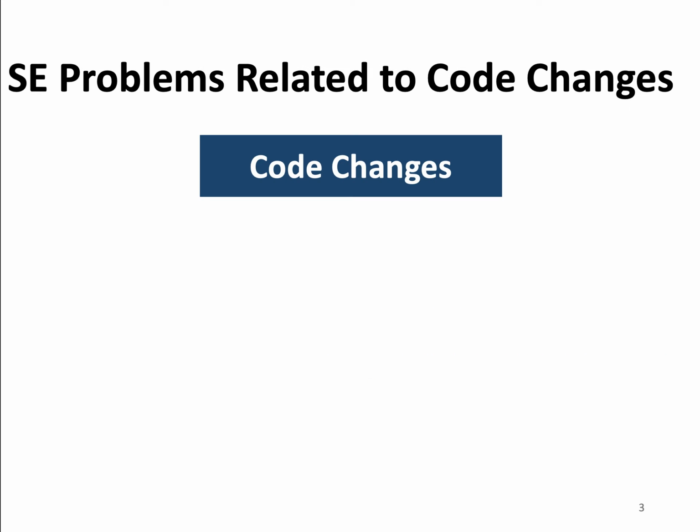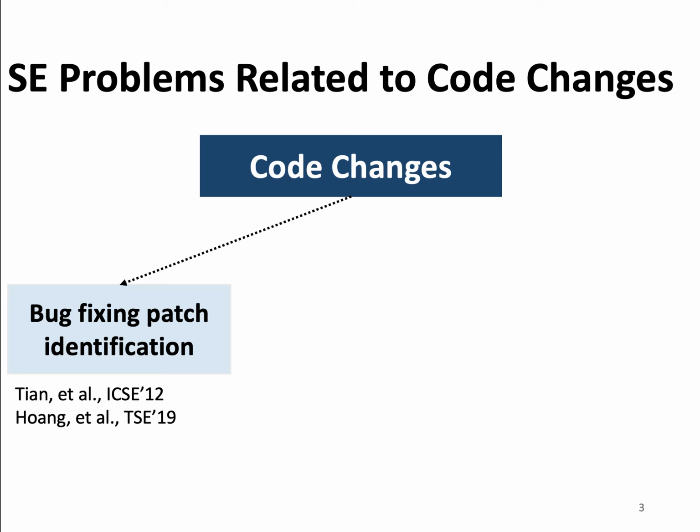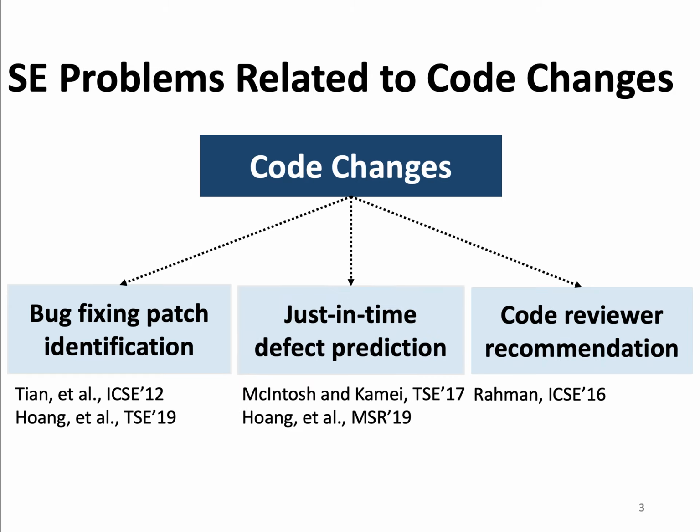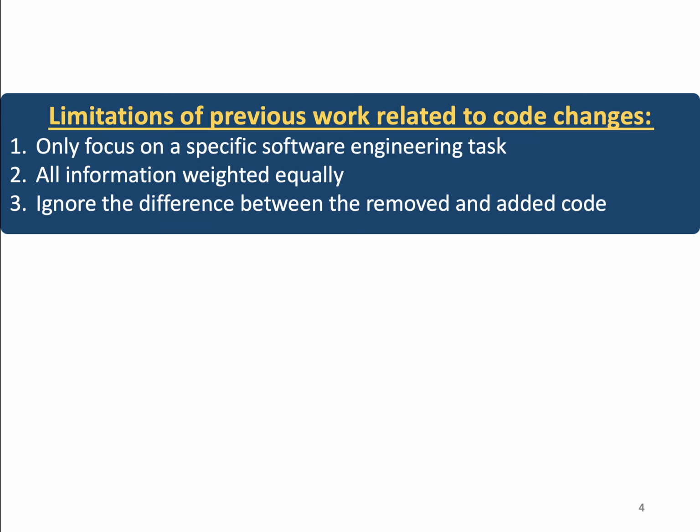The code change is important since it can be used to solve many software engineering problems, such as bug fixing patch identification, just-in-time defect prediction, code review recommendation, and many more. However, there are some limitations of the previous work related to code change.